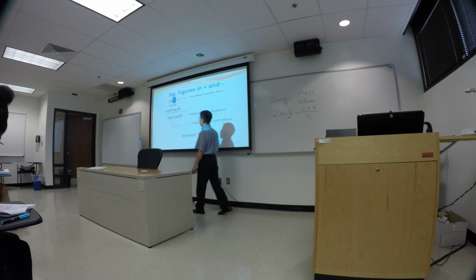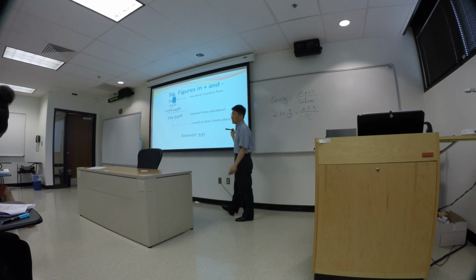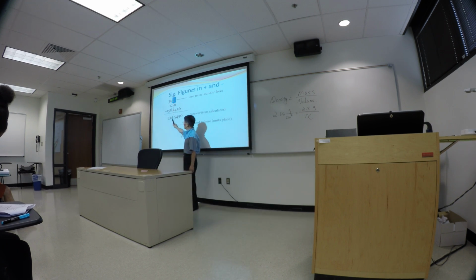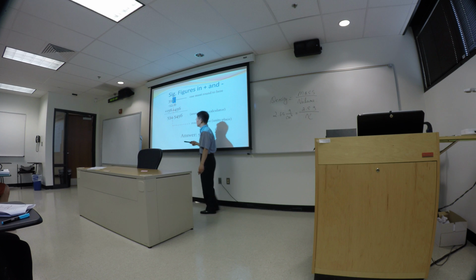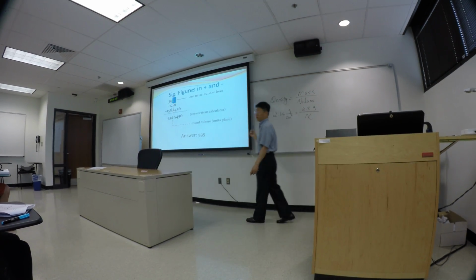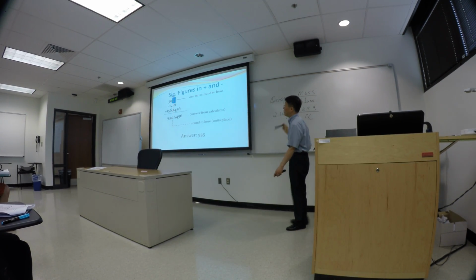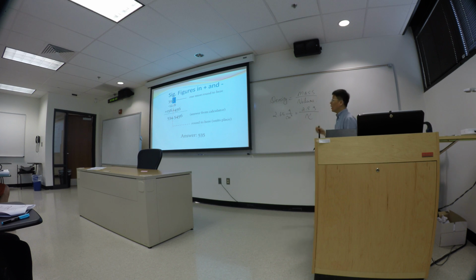534.5456. According to the rules of rounding, this is the digit I'm going to keep. The number immediately to the right of that digit is 5 or more, so we round it up. The answer is going to be 535. Okay, so that's how you do the rounding, and that's how you determine the number of sig figs you're going to keep.